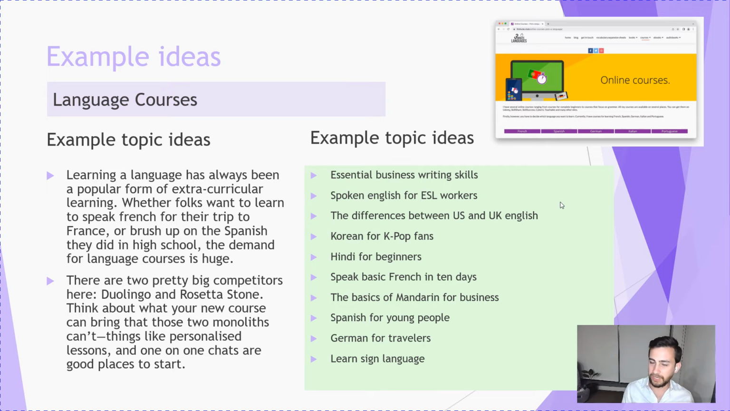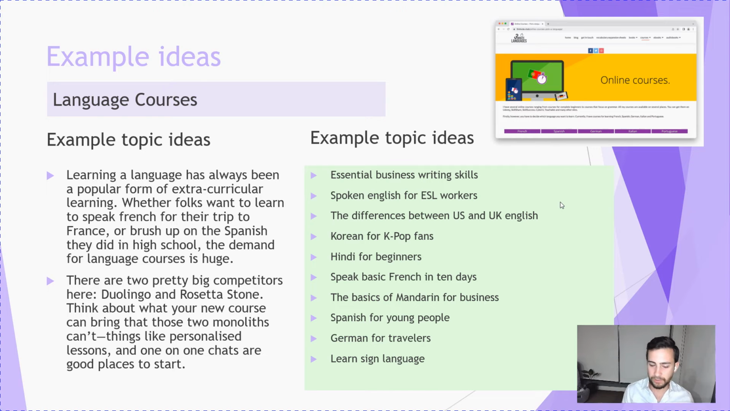So the next kind of category of example courses is around language courses. So, learning a new language, improving your current language, etc. So why is this a good one? Because it's always been popular because people want to travel, whether that's for leisure or for work. So people might have a business trip to France and they just want to improve on their French language skills or maybe their cultural differences.